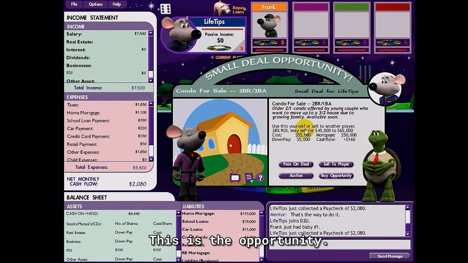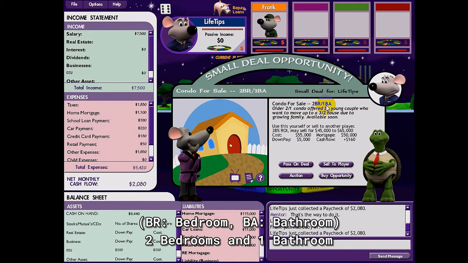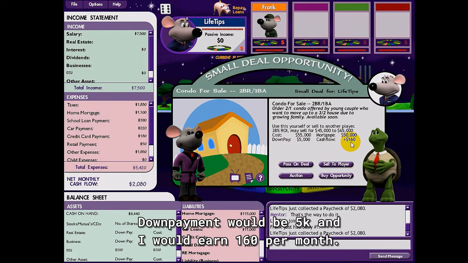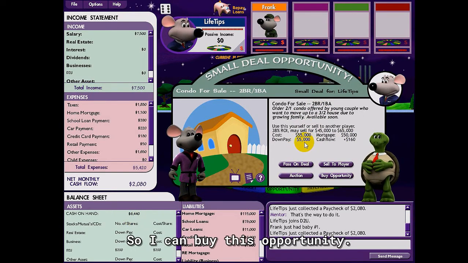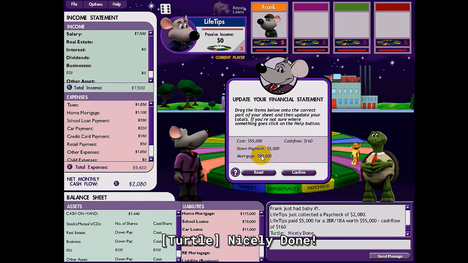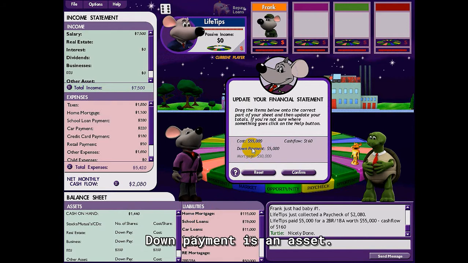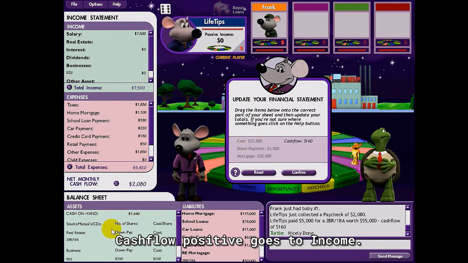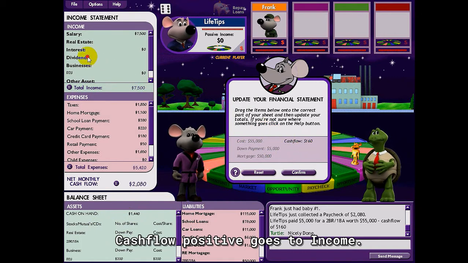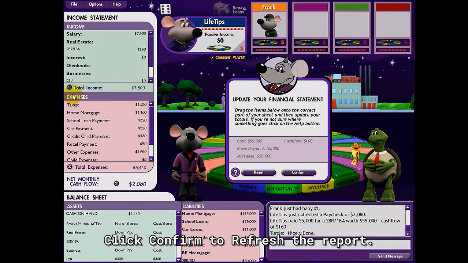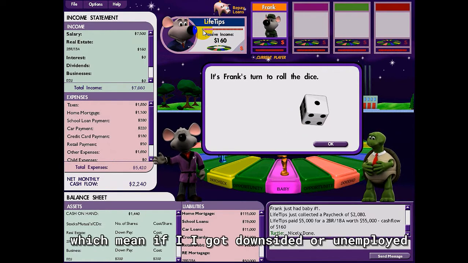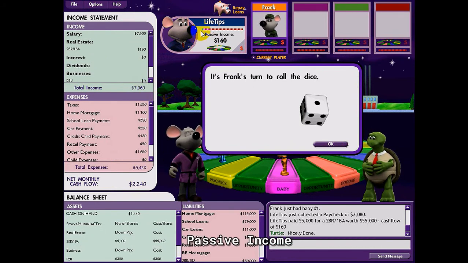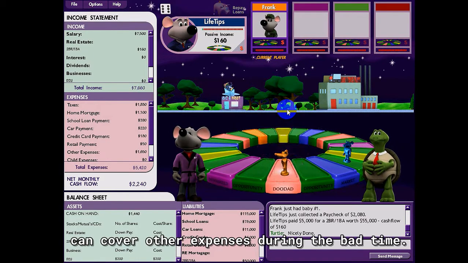Okay, so this is the opportunity. 2BR/1BA means two bedrooms and one bathroom. The down payment would be 5K and I would earn 160 per month. Now I have 6K, so I can buy this opportunity. Nicely done. The mortgage is a liability, so I put it in liability. The down payment is an asset. Cash flow positive is income, so I put it in income, refresh, and confirm. Now I have some passive income. That means if I got downsized or out of work, I have more income to cover other expenses.